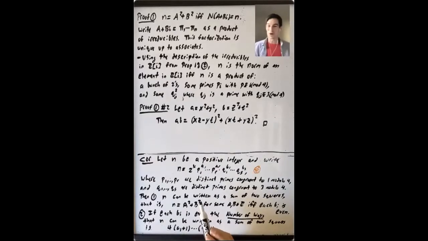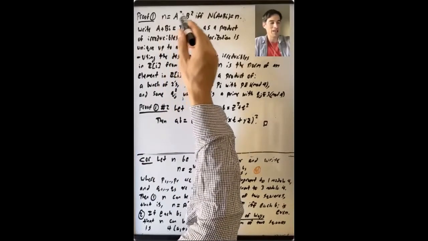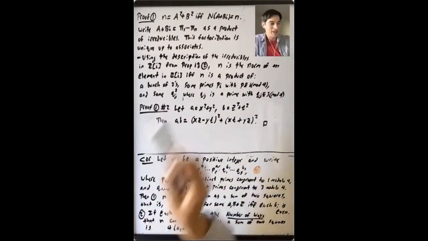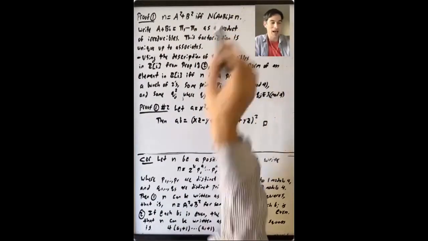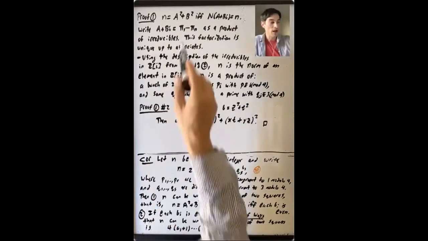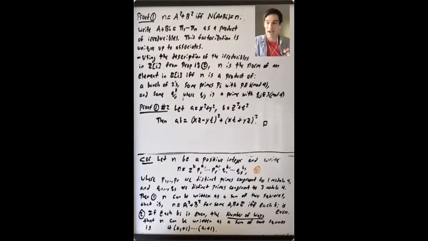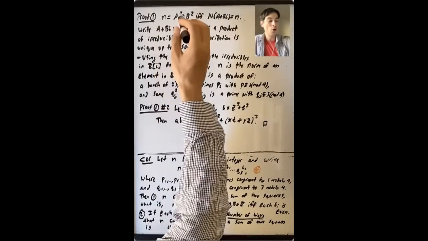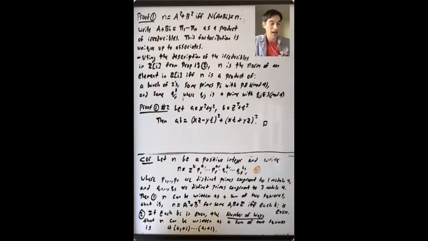Let's prove the first part of this corollary, about which n can be written as a sum of two squares. So what does it mean for n to be equal to a squared plus b squared? That's the same as saying that the norm of a plus bi is equal to n. So let's take this a plus bi, an element of Z adjoin i, and write it as a product of irreducible elements in Z[i]. This factorization is unique up to associates because Z adjoin i is a UFD. So now we just have to understand which n is the norm of some element in Z adjoin i.